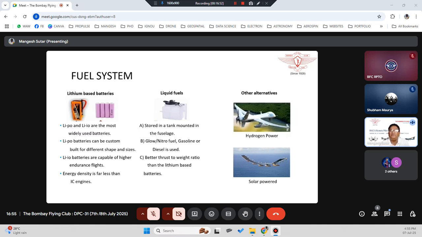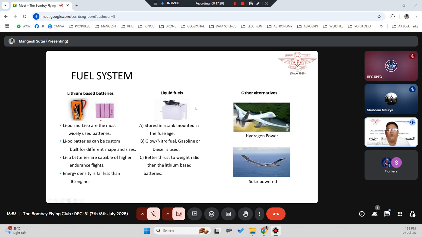If you are able to fuel these kinds of drones, they can keep on operating for almost 24 hours to 48 hours. The fuel is stored in a tank mounted on the fuselage. It could be glow, nitro fuel, gasoline or diesel. It gives a better thrust to weight ratio than a lithium based battery. So for the weight of fuel I am putting in, it gives me a much longer endurance compared to the battery system.